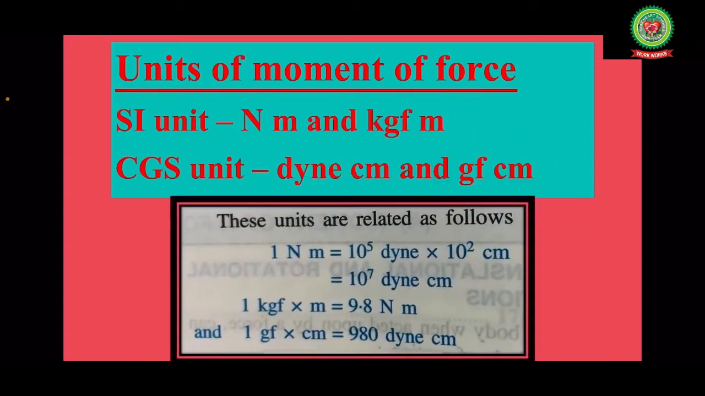Now we have relation between these units. The relation is how we can present 1 Newton meter in dyne centimeter. 1 Newton is equal to 10 raised to power 5 dyne, and 1 meter is equal to 10 raised to power 2 centimeter. Now bases are same, we have multiplication sign in between, so the powers will be added. So 1 Newton meter will become 10 raised to power 7 dyne centimeter. One more relation is there, 1 kilogram force meter is equal to 9.8 Newton meter. And the next relation is 1 gram force centimeter is equal to 980 dyne centimeter.